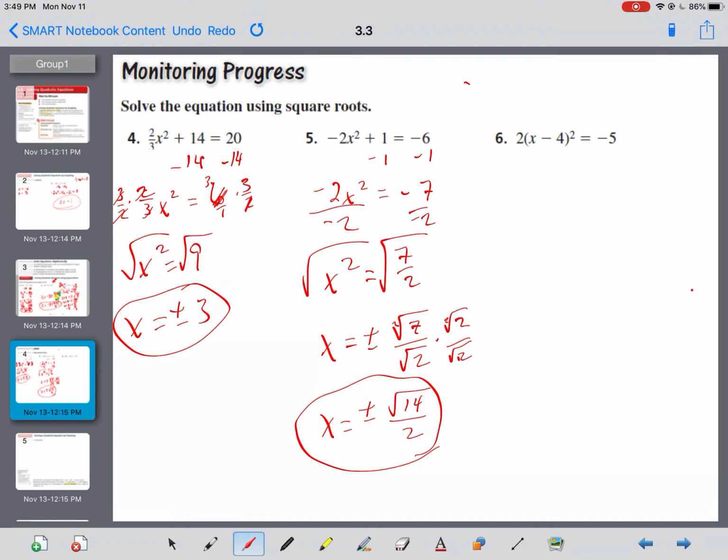Let's check the last one. Okay, before we get rid of the exponent part, because we are doing SADMEP this time, look for subtract, add, take away.